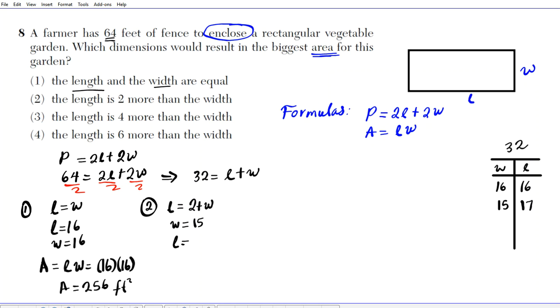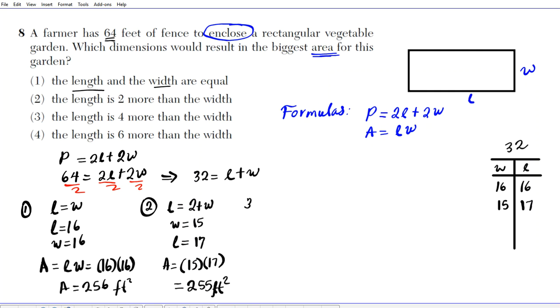So that works perfectly. In this case, the width is 15 and the length is 17. Okay, so our area using the length times width formula again is 15 times 17. 15 times 17 is 255 square feet. Oh, look at that. The area is shrinking.